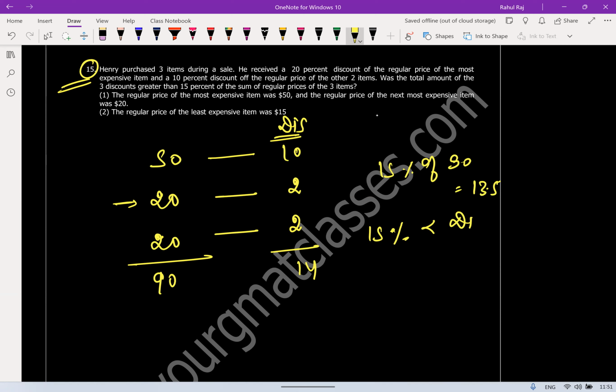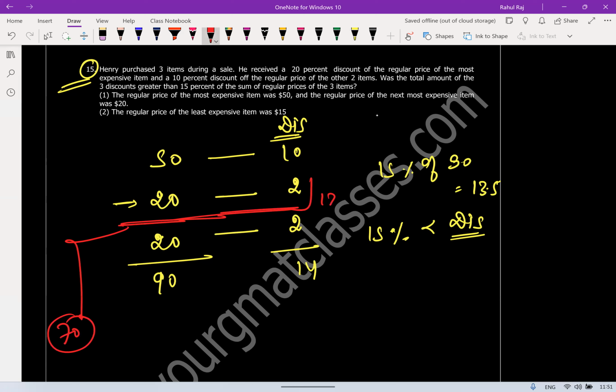So here 15% is less than the discount. Now imagine I have assumed the third item price is 20, the maximum possible price. Now let me assume the third item price is 0. So what is the total cost here? 70. What is the total discount here? 12. What is 15% of 70?